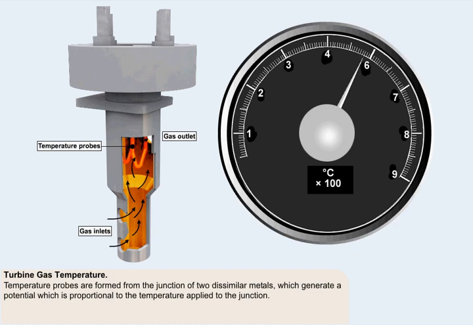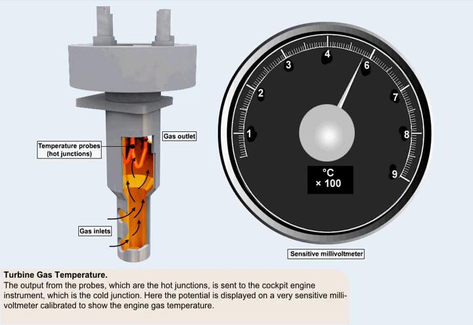Temperature probes are formed from the junction of two dissimilar metals, which, as we've just seen, generate a potential when the junction is heated. The potential is proportional to the temperature applied to the junction. This diagram shows how the terminals for the connections to the probes, which are the hot junctions, are connected, and also how the gas flows over them. The output from the probes is sent to the cockpit engine instrument, which is the cold junction. Here the potential is displayed on a very sensitive millivoltmeter calibrated to show the engine gas temperature.